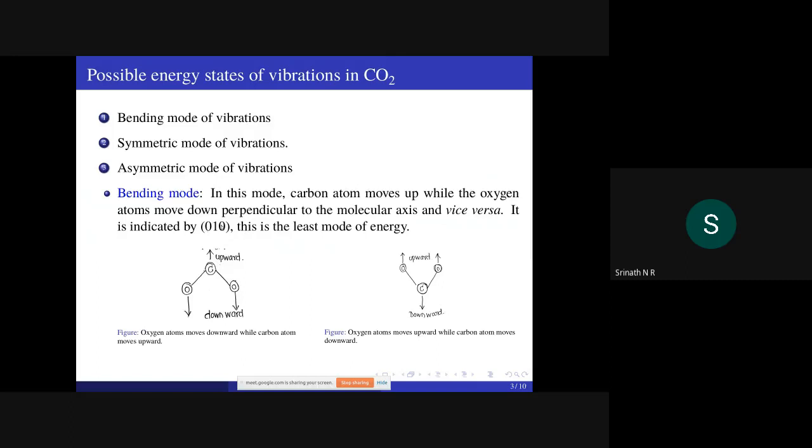The notation used here represents the following: the first 0 indicates the symmetric mode of vibration is 0, 1 indicates the molecule is vibrating with bending mode with 1 unit of fundamental vibration, and this last 0 indicates there is no asymmetric mode of vibration. It is purely bending mode of vibration.